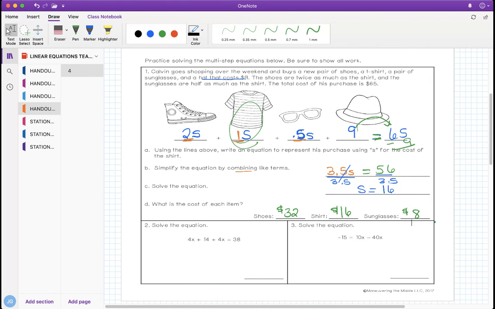Now, just to verify that we did everything correctly, a good rule of thumb is to always go back and check your math. So since everything has to equal 65, I'm going to say 32 plus 16 plus 8 plus 9, it should equal 65, and it does. So we know we did it correctly.